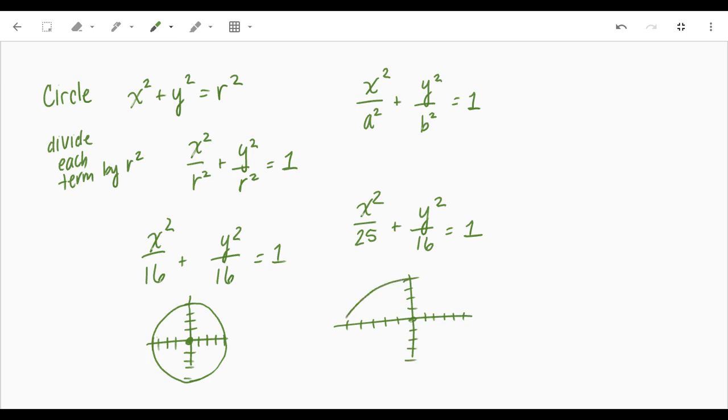Okay, so when we do that, we get more of this oval shape. It's an ellipse. So think of it as almost like a circle with two different radii, one in the x direction and one in the y direction. Okay, so we'll start with that little introduction there.